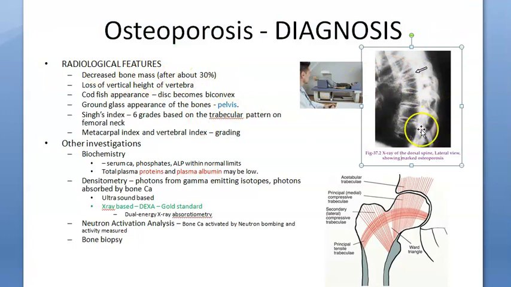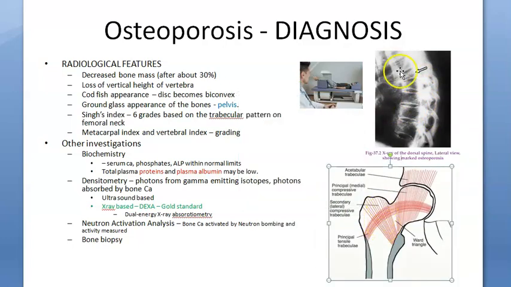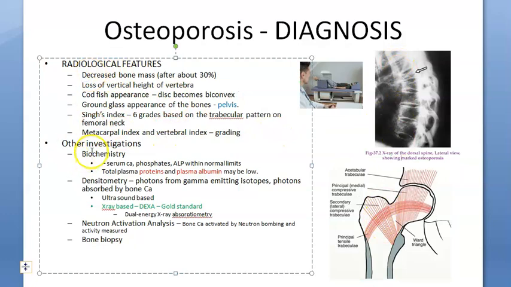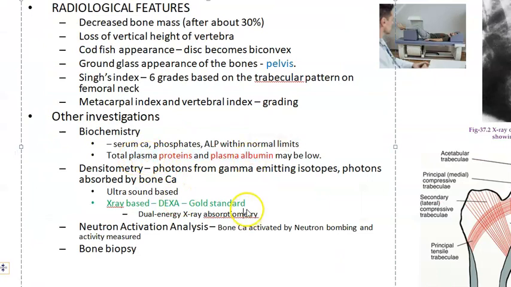Radiological features, you will see loss of the vertical height of the vertebra, codfish appearance, because the disc becomes biconvex. There is decreased bone mass, ground glass appearance of the bones like the pelvis. There is Singh's index, based on which you can grade the osteoporosis, based on the trabecular pattern of the femoral neck. And you can also use the vertebra or the metacarpals to grade the osteoporosis. Other investigations that you can do: you can check the serum plasma proteins and the plasma albumin, both will be less because these people can have protein deficiency, but calcium, phosphate and alkaline phosphatase levels are normal.